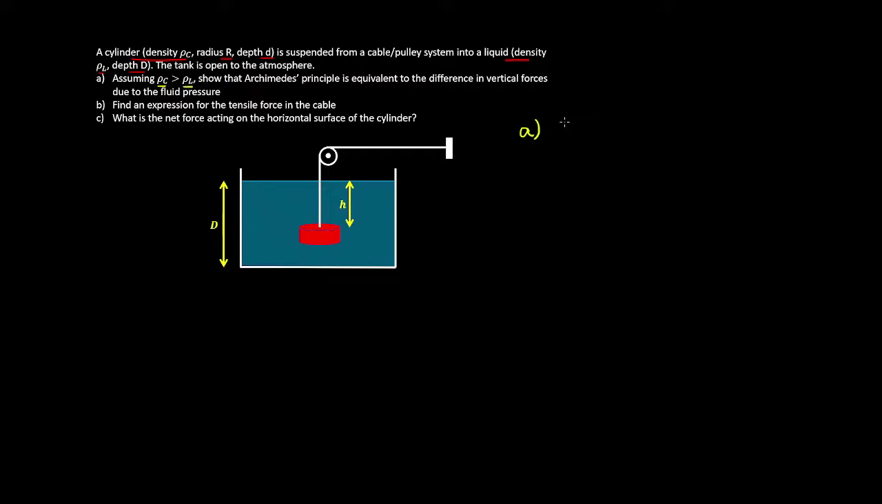So remember that Archimedes' principle states that the buoyant force is equal to the density of the fluid, so that would be ρ_L in this case, multiplied by the submerged volume of the cylinder, so that would be pi by the radius of the cylinder squared by the depth d. So that's the submerged volume of the cylinder, and we multiply this by gravity, and that gives us the buoyant force.